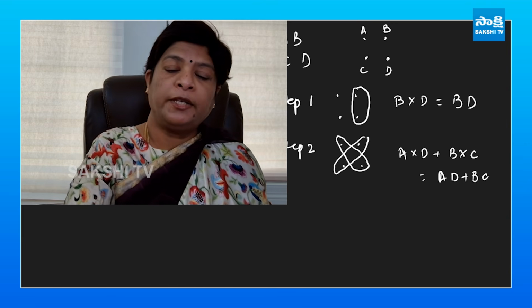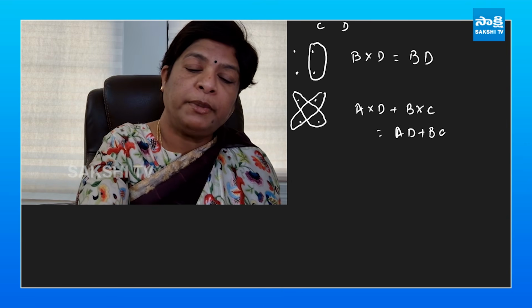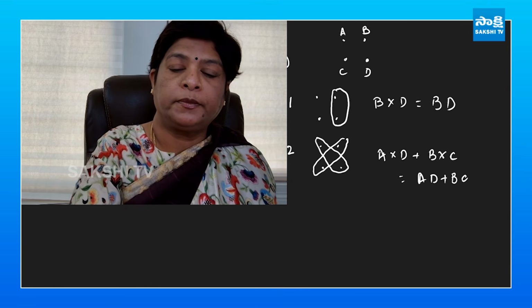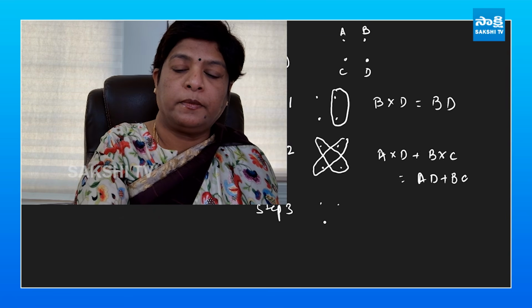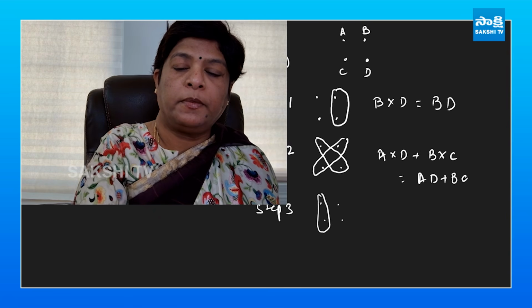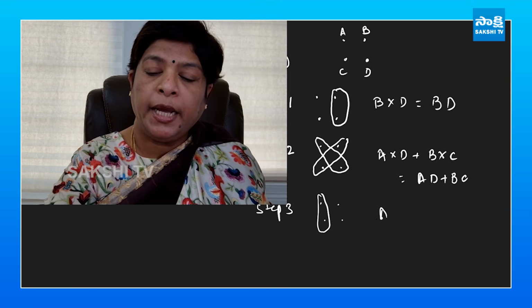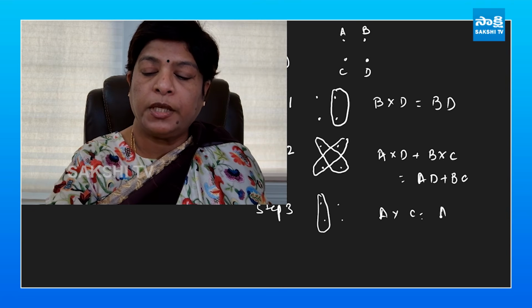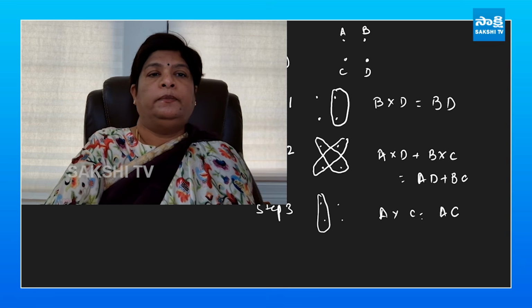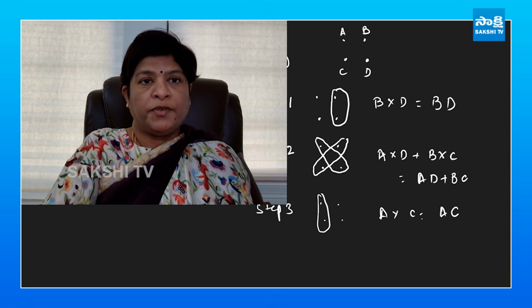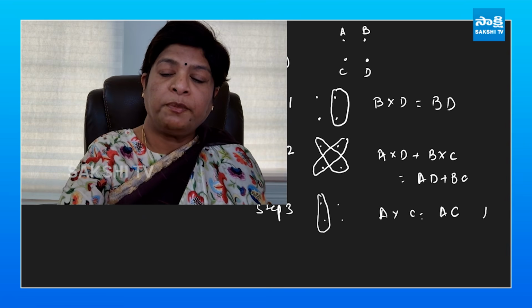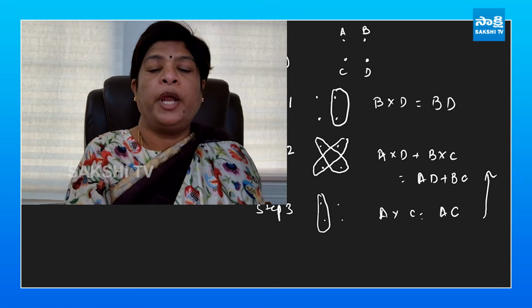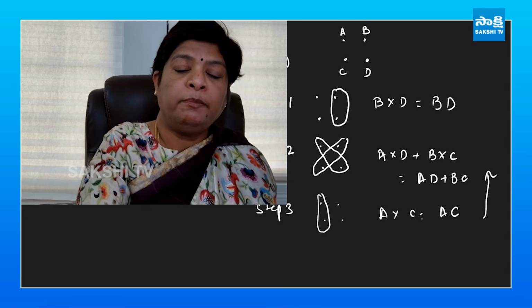And the third and final step, we are going to perform the vertical multiplication again. So we are going to multiply A times C, which is equal to AC. So now we have step 1, step 2 and step 3. The order is very important. We need to make sure step 3, step 2 and step 1 are placed in the below order.